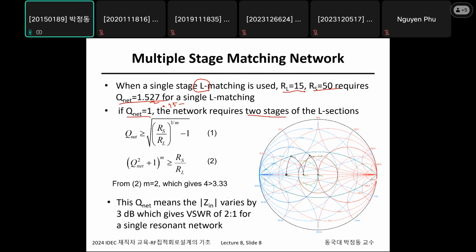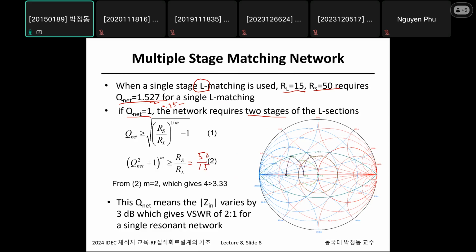The rule of thumb is this. So Q network has to be the ratio scaled by 1 over m. M is the number of stages. Okay. So in this case, right, Q network scale plus 1 to the m should be larger than this RS and RL ratio, which is just what, 50 divided by 15, right?